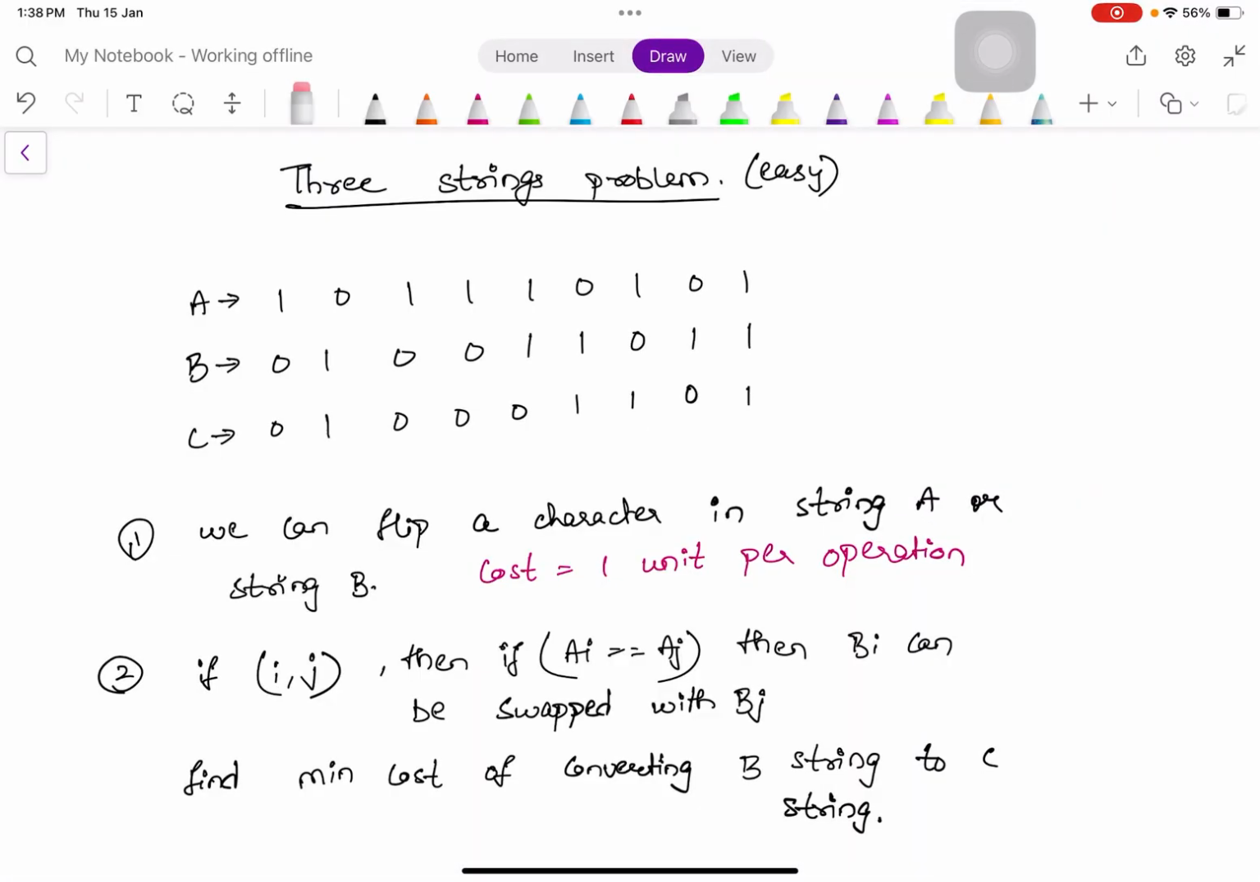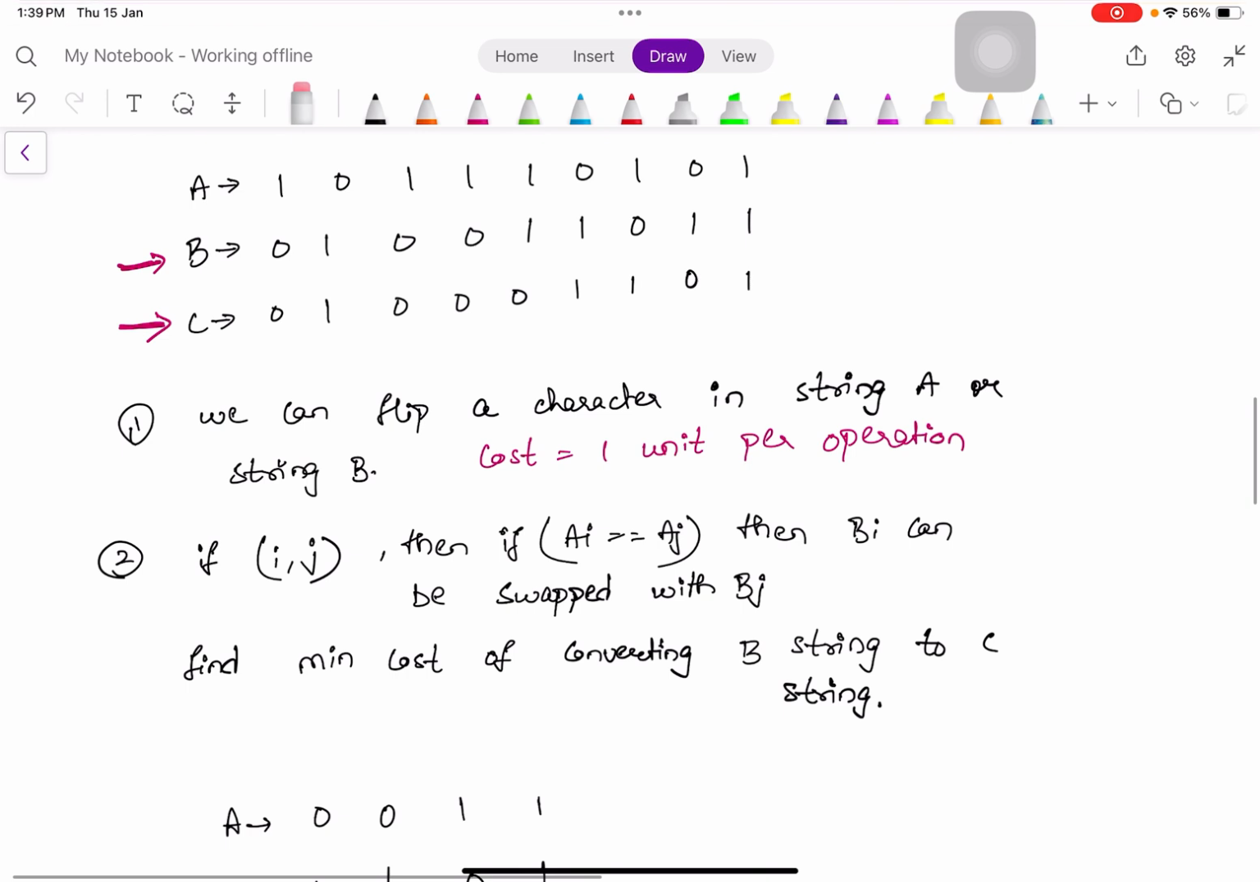The next problem that we are trying to solve is the 3 Strings problem. Easy. It's a problem from CodeChef Starter 221. In this problem, we are given 3 strings: string A, string B, and string C. All 3 are binary strings, right? They are asking us to find the minimum number of operations needed to convert this B string equal to this C string. In order to do this conversion, there are some types of operations given.